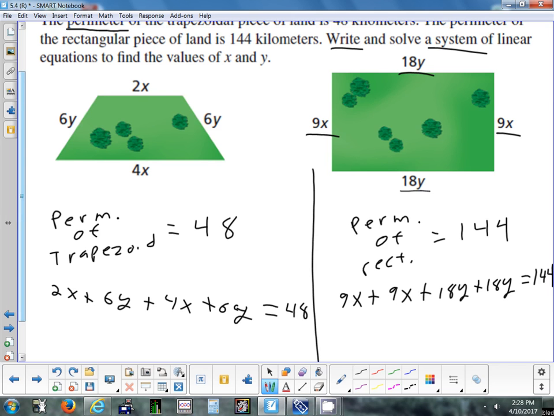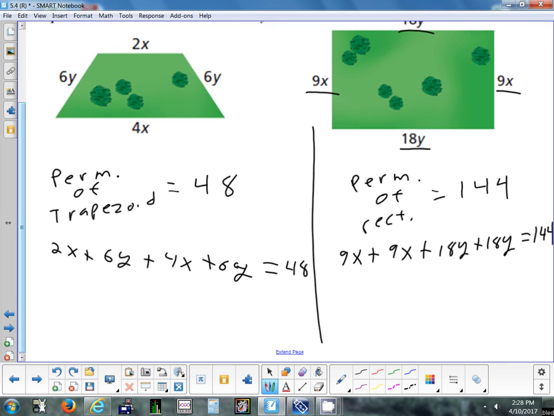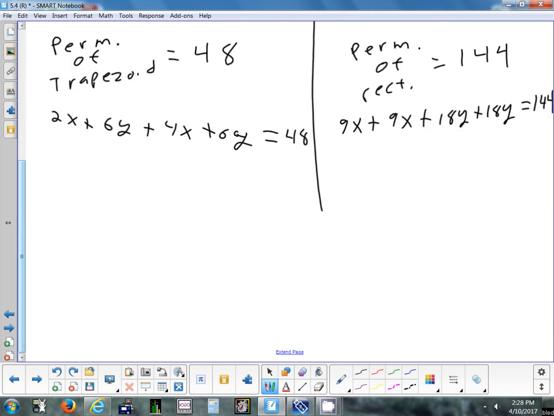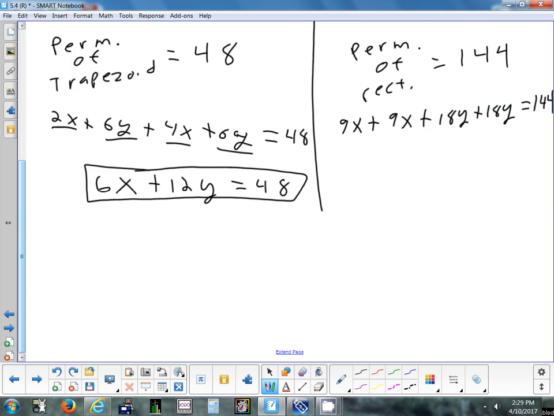Okay, is there anything I can do on the left-hand side of both equal signs? Kyle? Yeah, I got a bunch of like terms I can combine. What's 2x plus 4x? 6x. What about 6y and 6y? 12y. Now, does that look like the kind of equations we've worked with today? All the x's and y's on the same side?